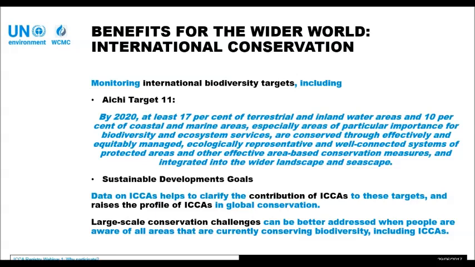Secondly, large-scale conservation challenges can be better addressed when we have complete data. It's easier to know how to address challenges if we already know what's being done on the ground. This is where reporting to the World Database on Protected Areas is particularly useful. Because the database is publicly available in the form of a global map, it enables many different users to understand which places are being conserved and by whom at the global level, and also to see where there are gaps.